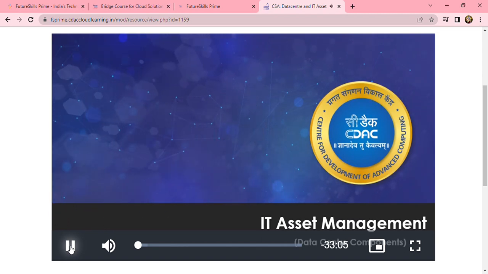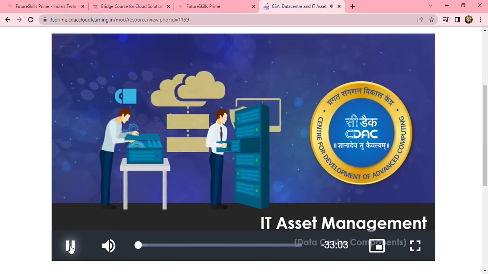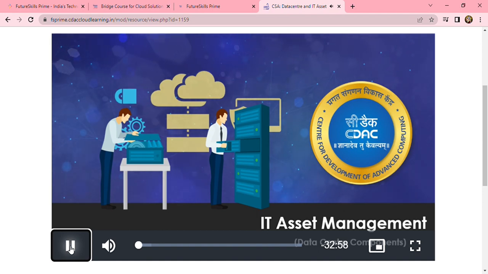Management. The assets are the components that constitute a typical data center and the operational procedures, types of critical equipment and their impact on the data center.